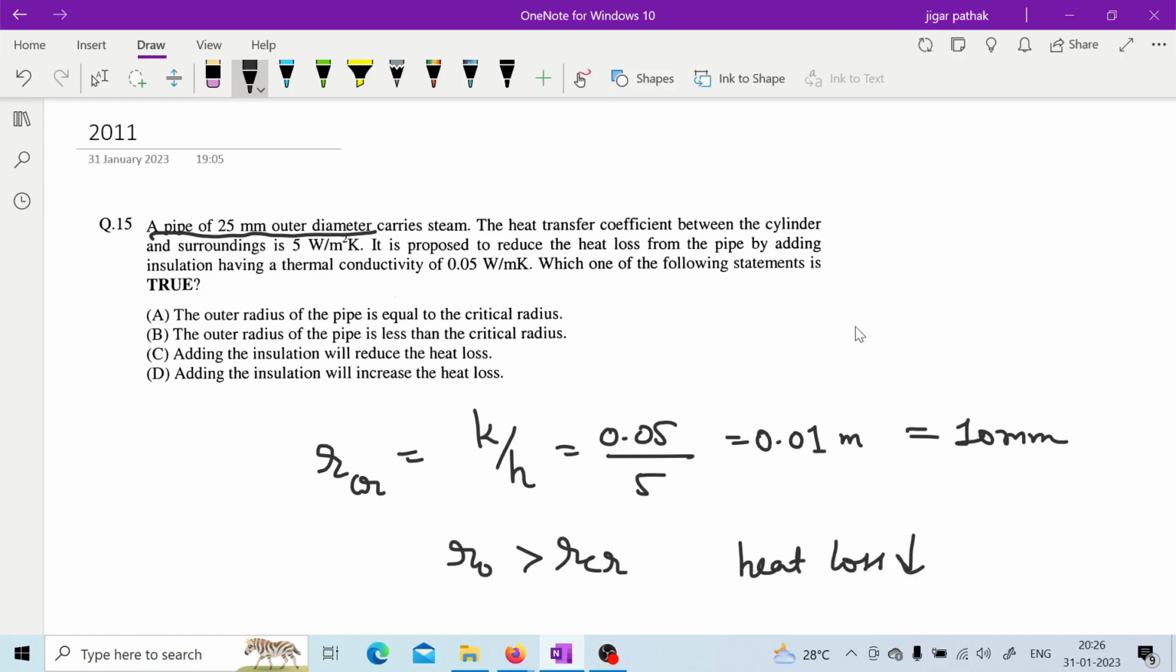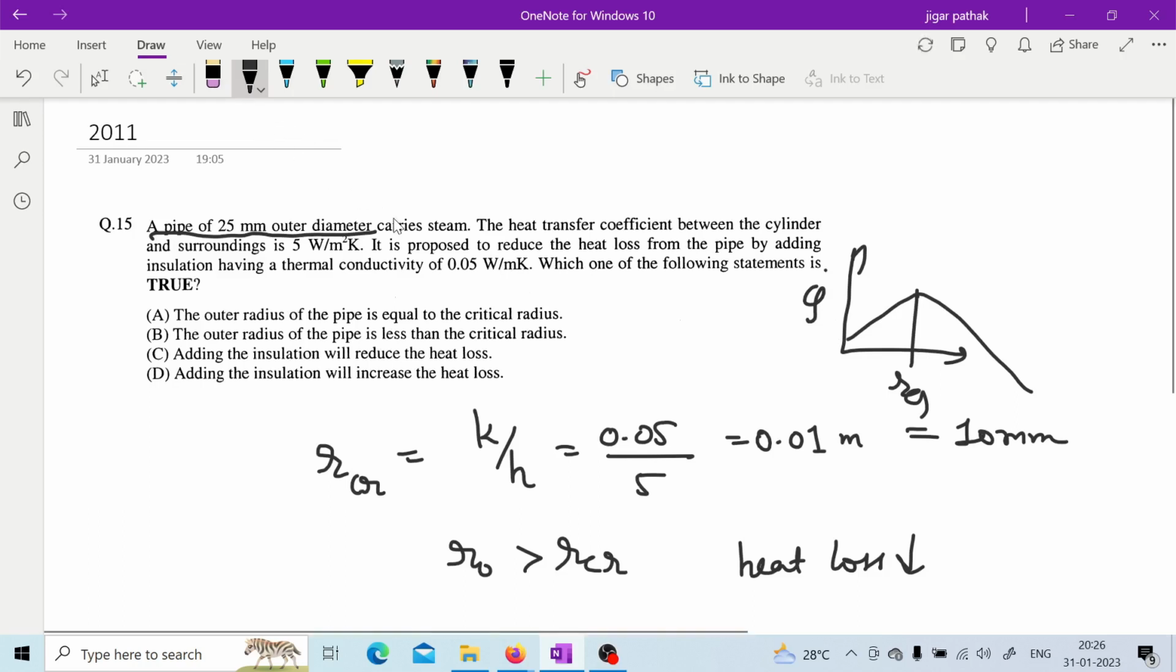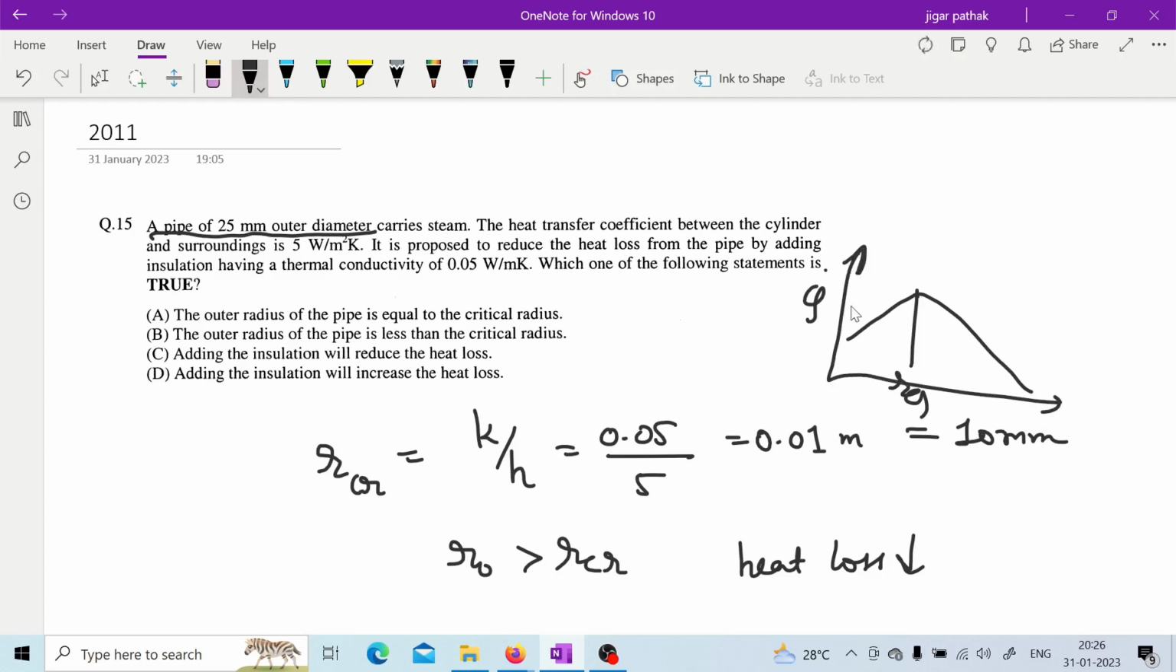Because you remember that graph, right? It will go up and then it will go down after this critical radius. So you can have this graph for this Q, and this can be modified. So in short, you got the idea, right? Okay, so C will be the correct answer.